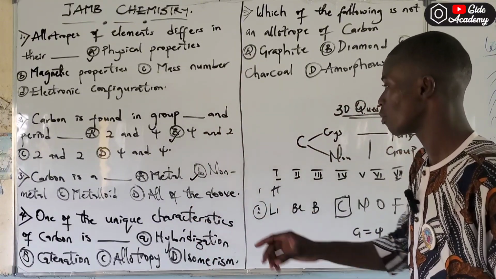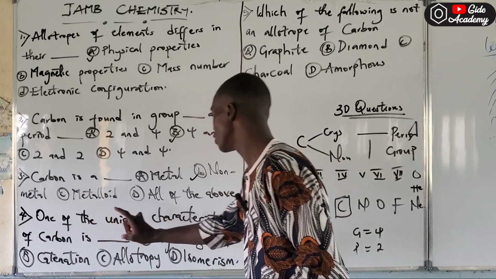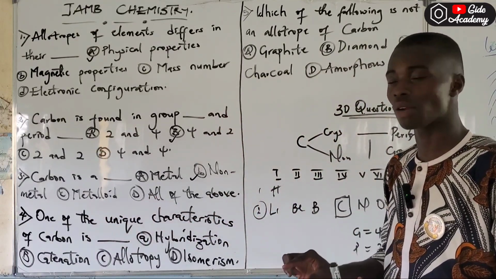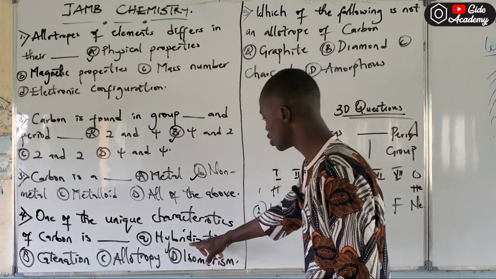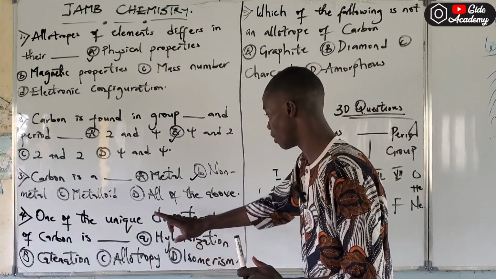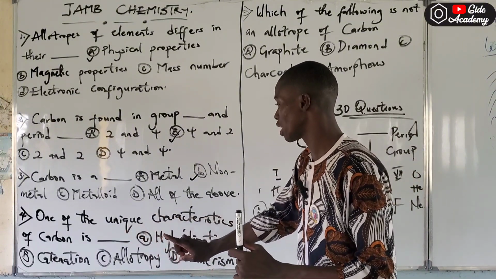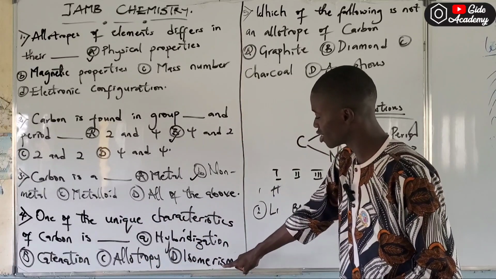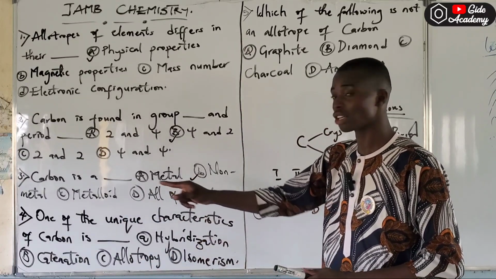Number 4 question rather. One of the unique characteristics of carbon is dash. Hybridization is a characteristic of carbon. Catenation is a characteristic of carbon. Allotropy is also a characteristic of carbon. Isomerism is also a characteristic of carbon.